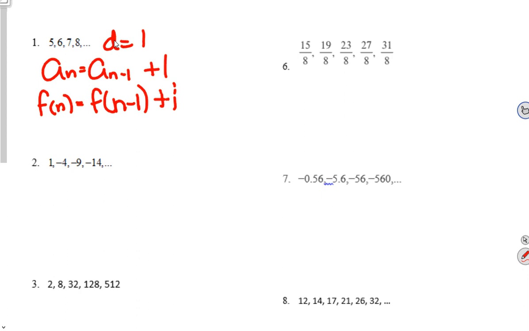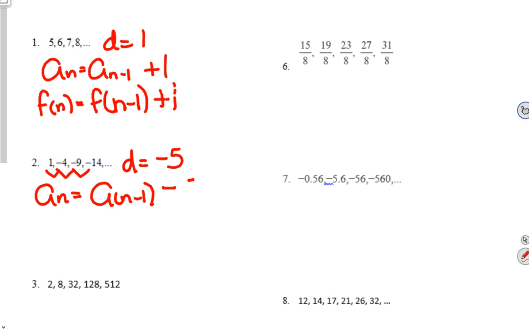So in number 2, we've got 1 to -4, -4 to -9, -9 to -14. So in this one, our common difference is going to be -5. In sequence notation, we have a of n is equal to a of n minus 1 minus 5. In function notation, f of n is equal to f of n minus 1 minus 5. Okay, let's look at number 3.